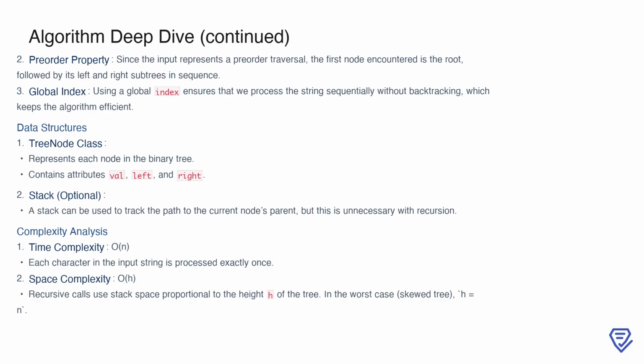For the tree structure, we use a tree node class that includes attributes for the node's value, left child and right child. While a stack could theoretically be used to track parent nodes, recursion makes this unnecessary.